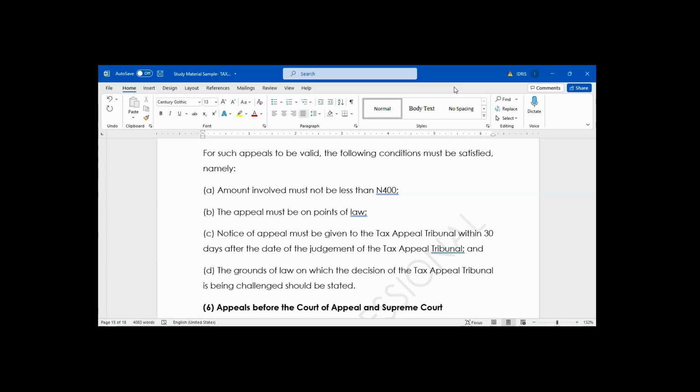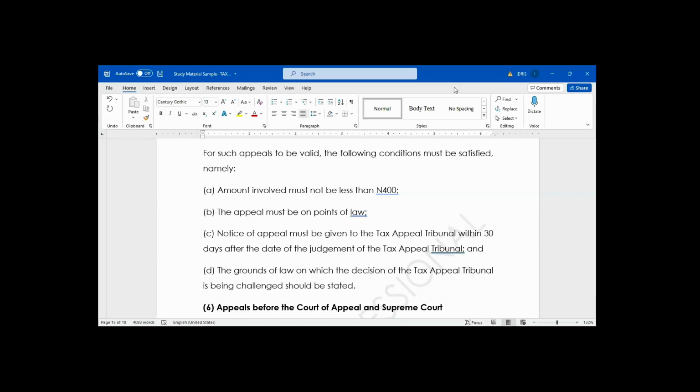The ground of the law in which the decision of the tax appeal tribunal is being challenged should be stated. After, the Federal High Court will invite you, the taxpayer, again. They will also invite the tax authority. They will hear the case. The Federal High Court will make their judgment.